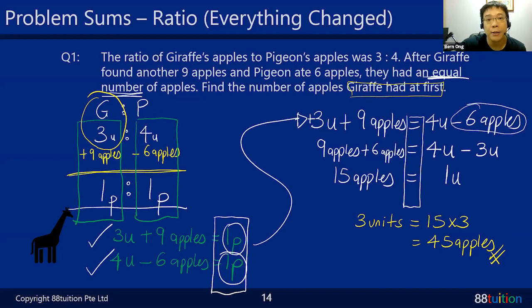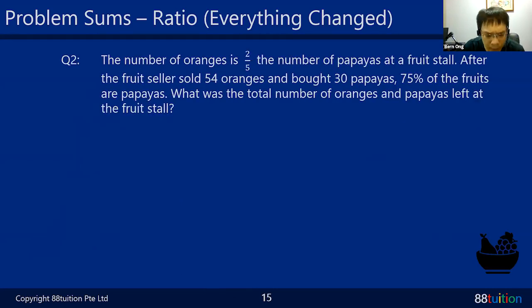No worries. So I move on. Down here, the number of oranges is 2/5 the number of papaya. Okay, you got 2 things. You have oranges, you have papaya, and you have a fraction in the center.